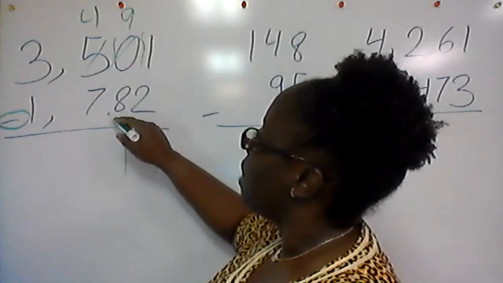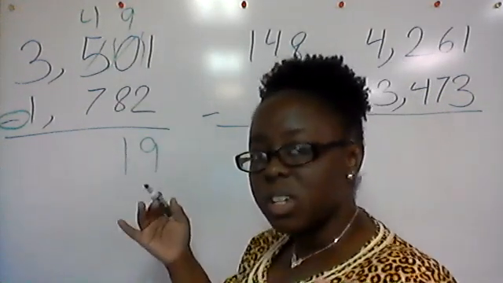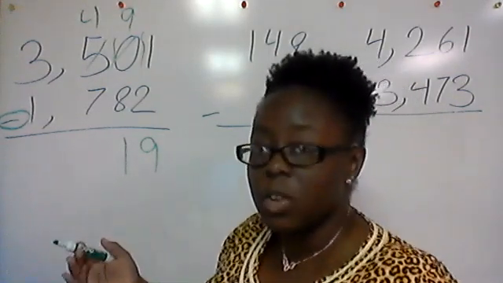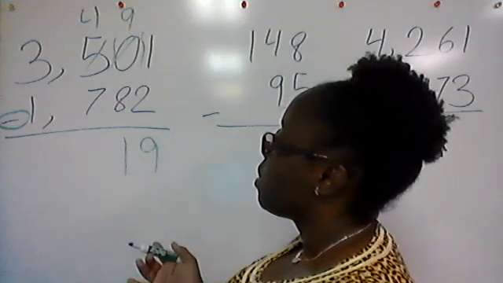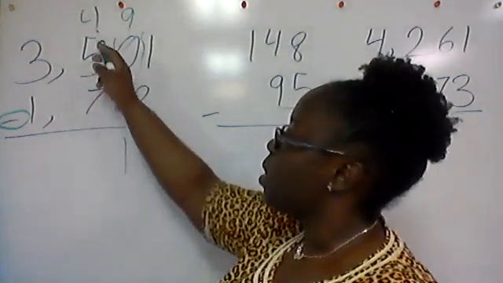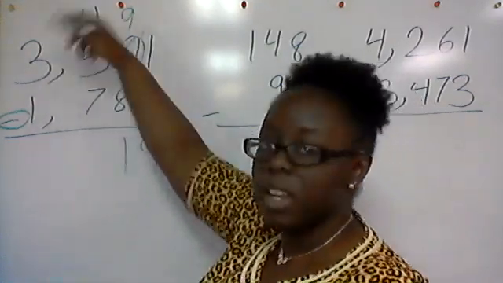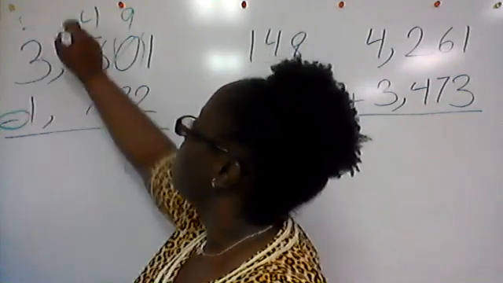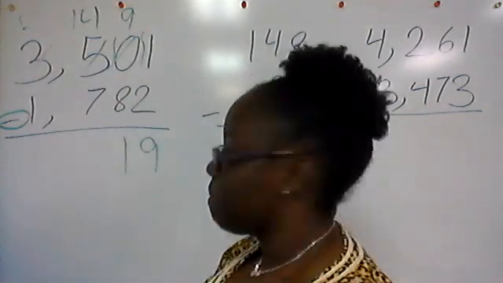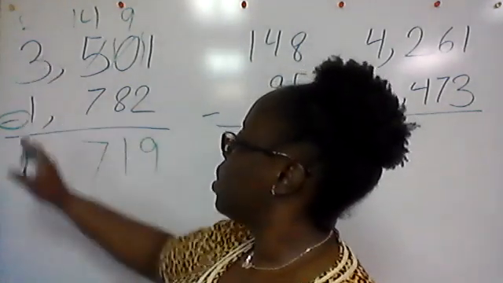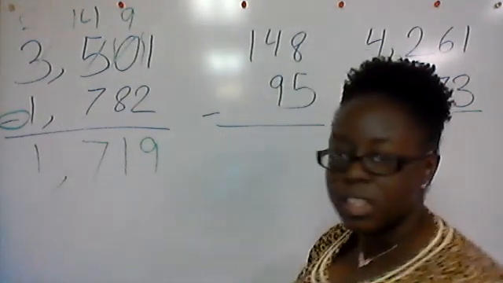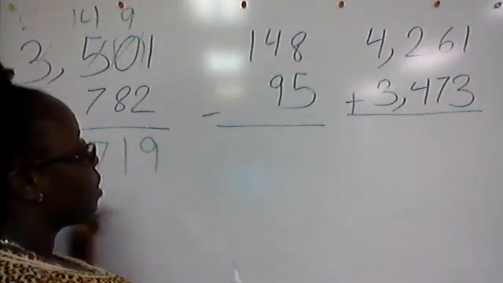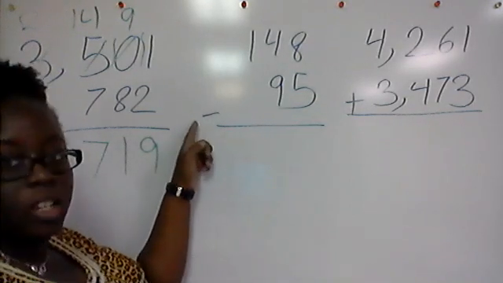4 minus 7, I can't do that. If I have only 4 chocolate chip cookies and Wesley wants 7, I can't do that. There's no way I could give him 7 cookies if I only have 4. So that means what? Bottom, bigger, borrow. Okay, so we're going to borrow from the next door neighbor. Go to our next door neighbor's house, take away 1, leave me 2. 14 minus 7 equals what? 7. And 2 minus 1 is 1. Our answer is 1,719, okay?